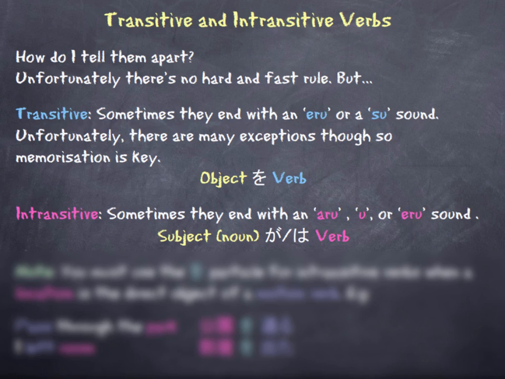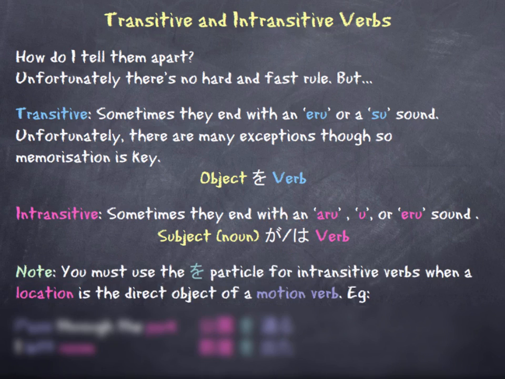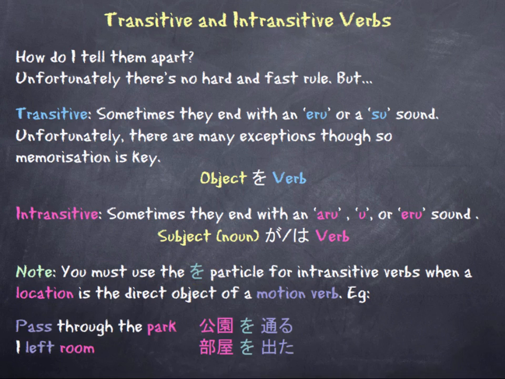Another way that you can identify an intransitive verb though is again by the particle that comes directly before the verb. So if the particle is ga or wa before the verb, it's typically an intransitive verb. Now please note that you must use the o particle for intransitive verbs when a location is the direct object of a motion verb. For example, to pass through the park.